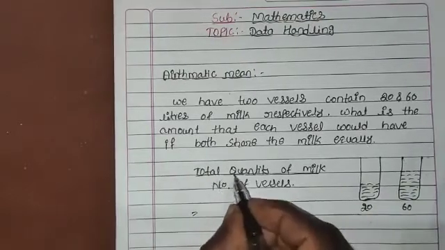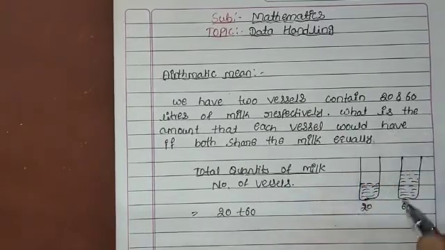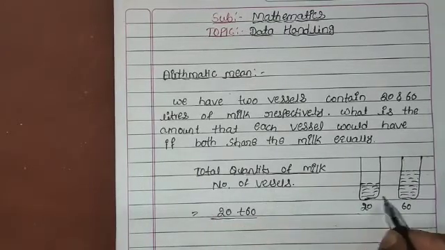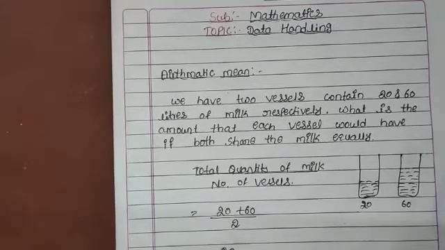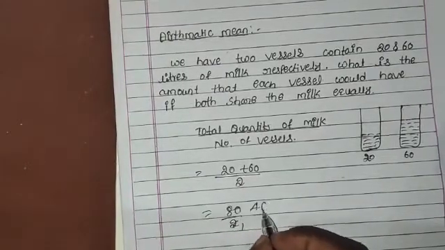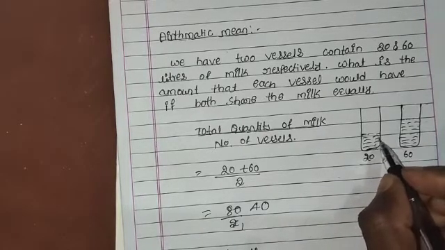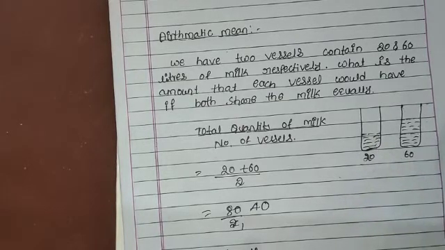The total quantity of milk is 20 plus 60. One vessel contains 20 liters, another contains 60 liters, divided by the number of vessels. How many vessels are there? There are only two vessels. So 60 plus 20 is 80, divided by 2. Now we have to divide this: 2 ones are 2, 2 fours are 8, and 0. We get 40 liters. When we share the milk equally in both the vessels, each vessel contains 40 liters.